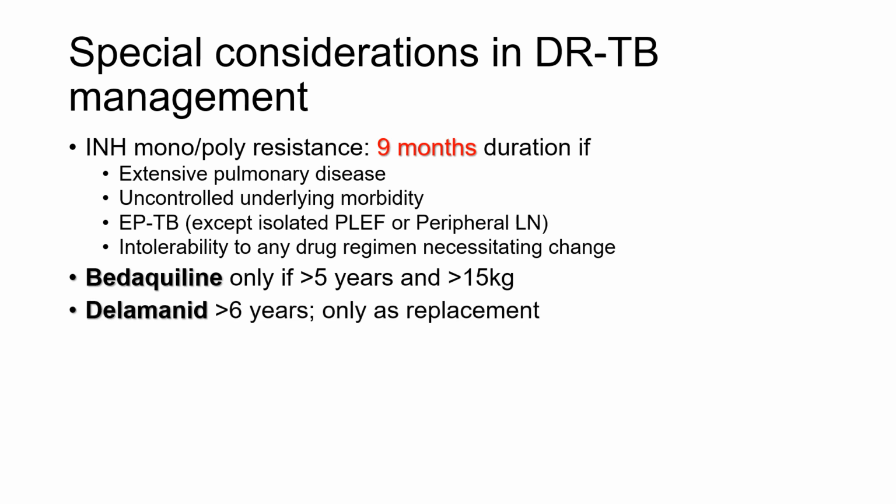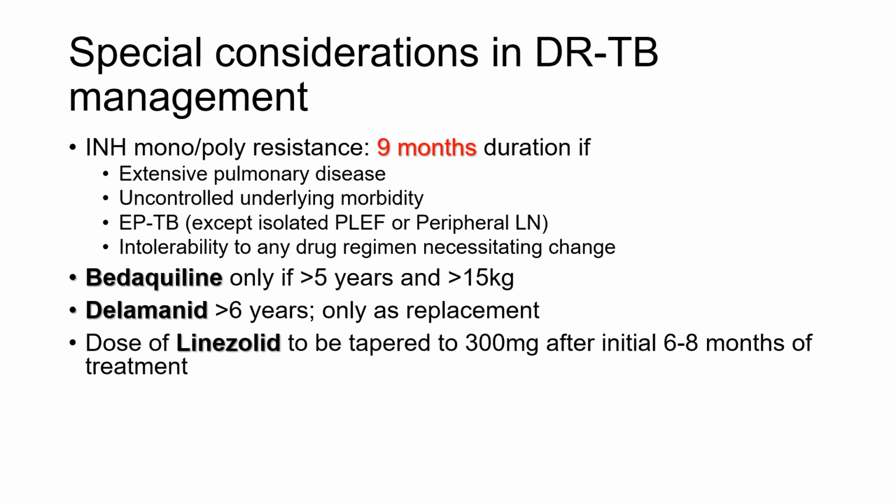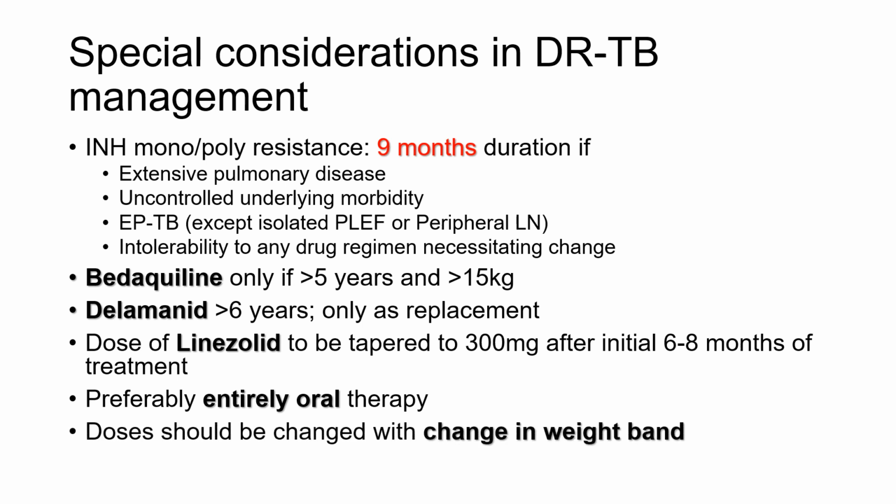Delamanid has to be used for children more than 6 years and only as a replacement. The dose of linezolid has to be tapered to 300 mg after the initial 6 to 8 months of treatment, and preferably the therapy should be entirely oral with no parenteral drugs. Doses should be changed with change in weight band.